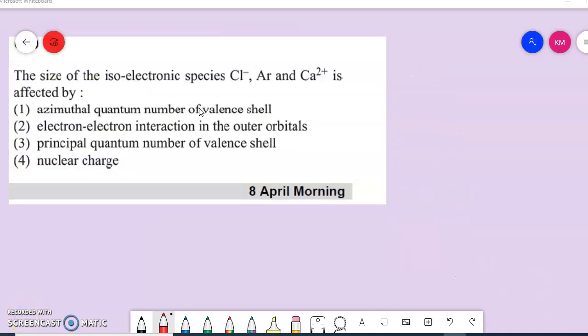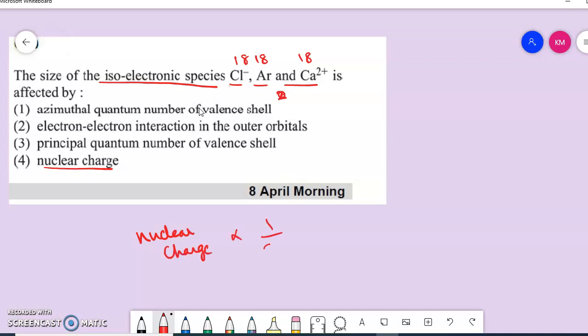Here, consider the size of the isoelectronic species, that means all of these have the same number of electrons: Cl minus, Ar and Ca2 plus, all having 18 electrons. And this size is obviously affected by nuclear charge. If nuclear charge is less, size will be more. That is, it is inversely proportional to the size. So option 4 is the correct answer for this.